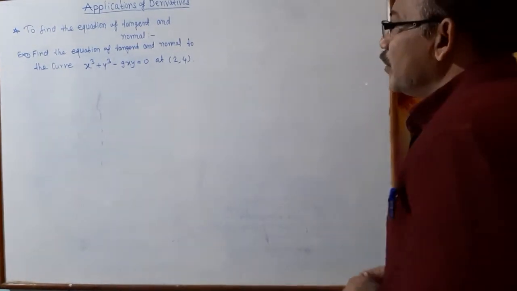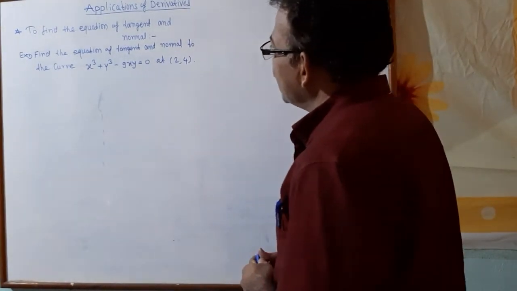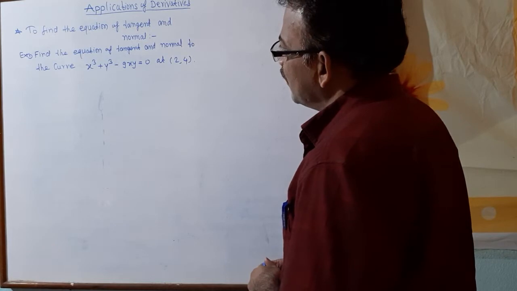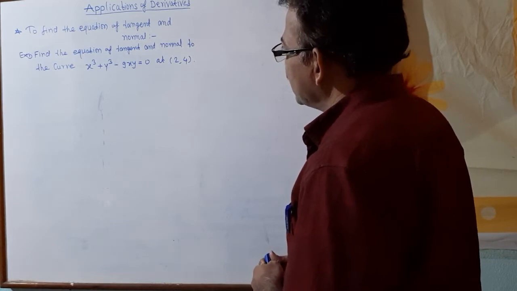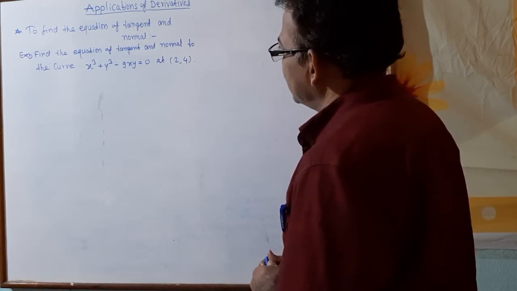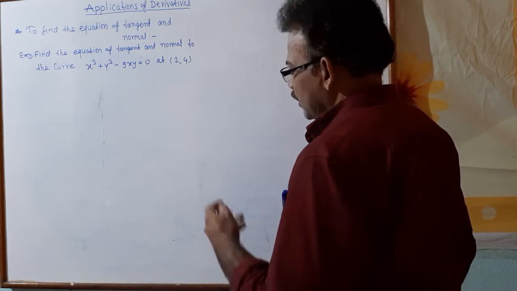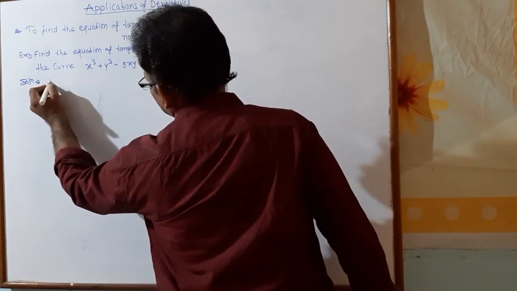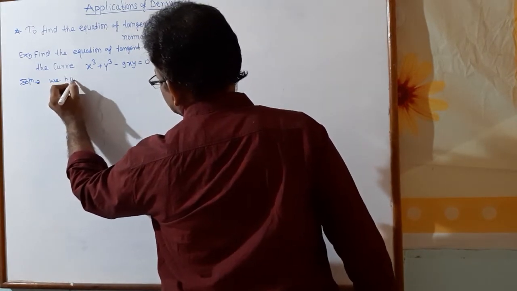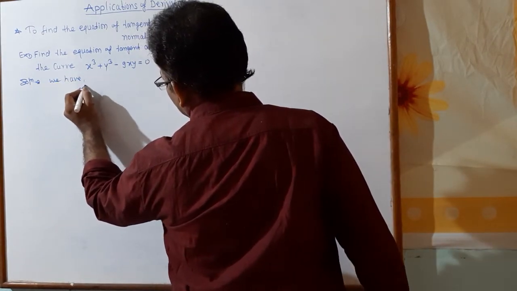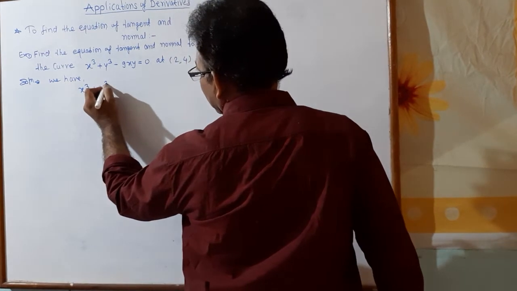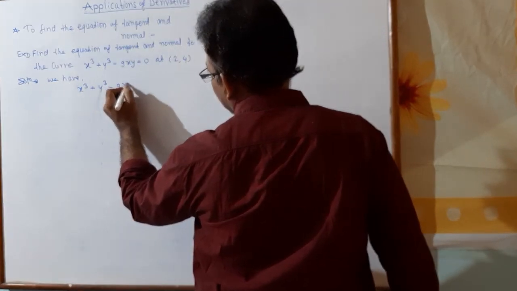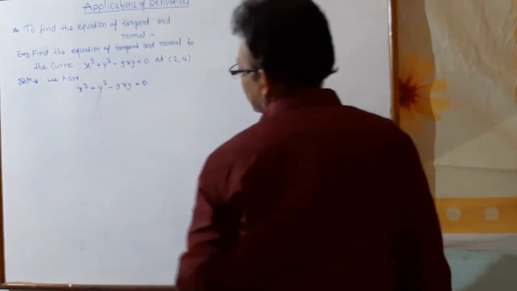Let us continue. First problem: find the equation of tangent and normal to the curve x cube plus y cube minus 9xy equal to 0 at point (2, 4). So its solution. First write the given curve: x cube plus y cube minus 9xy equal to 0.